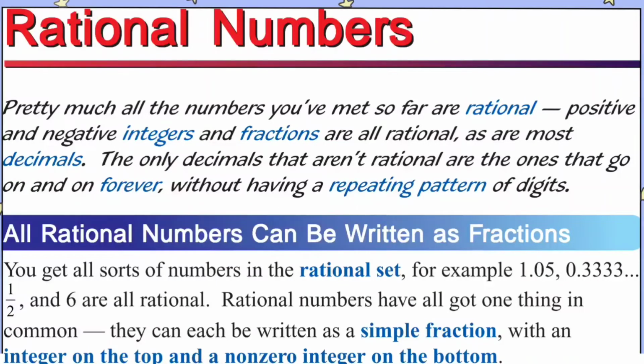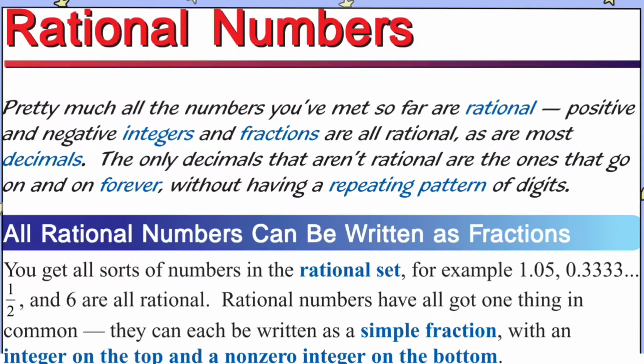Most numbers we've seen so far are rational. Rational numbers include negative integers, positive integers, and fractions, as well as decimals. Now, the word rational comes from ratio, which means any rational number can be written as a ratio of two integers. So, ratios are often written as fractions, right?